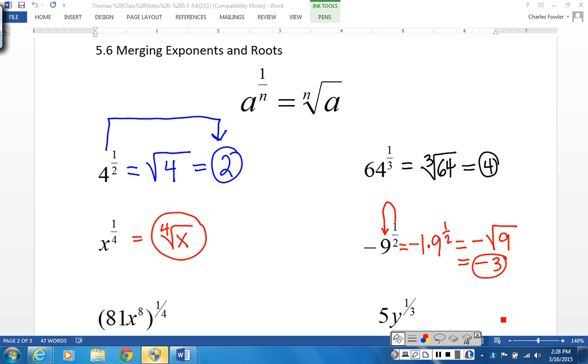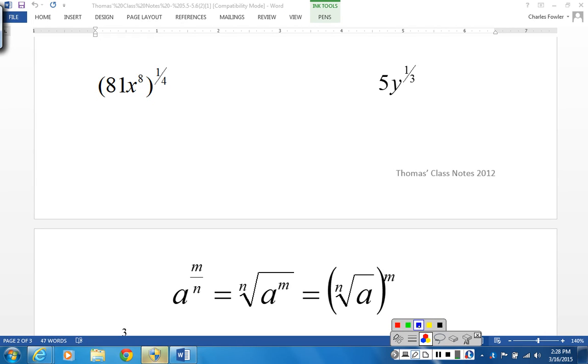Alright, let's keep going. Alright, here we have 81x to the 8th, all to the 1/4. If we want to go ahead and put this as a radical, it will be the 4th root of 81x to the 8th.